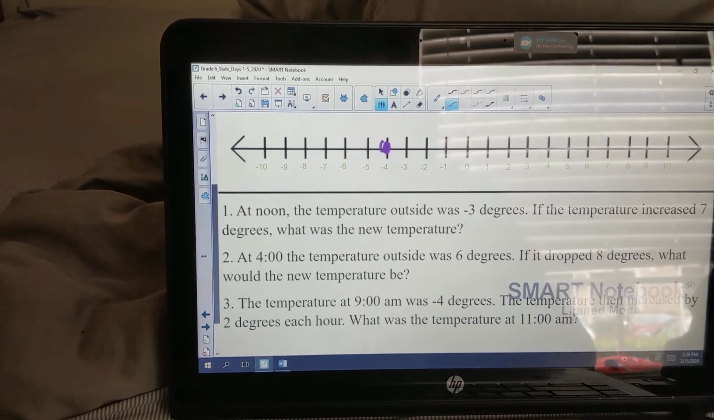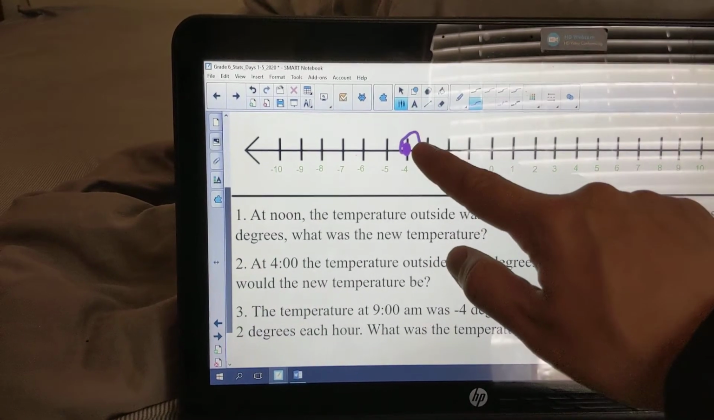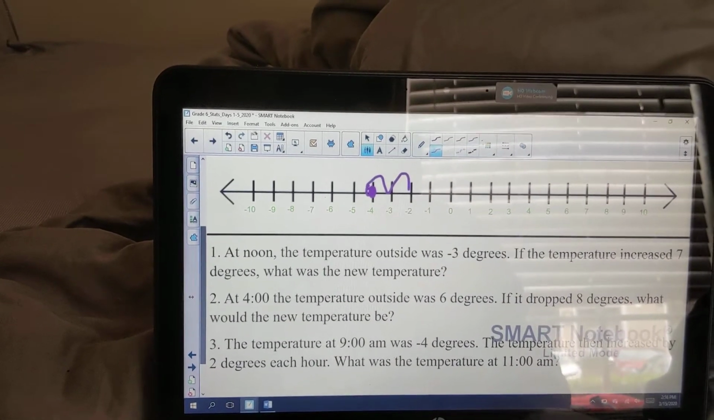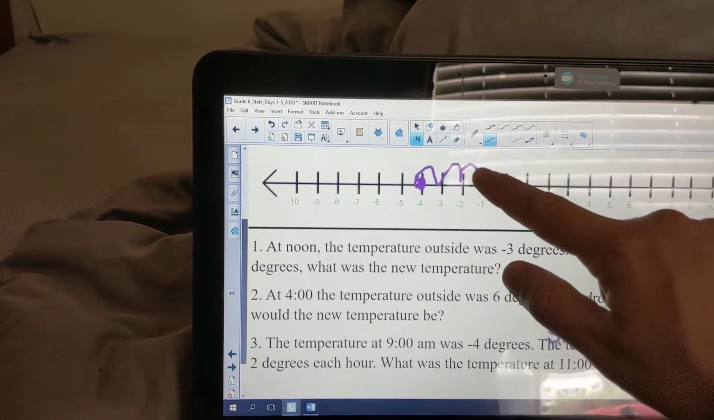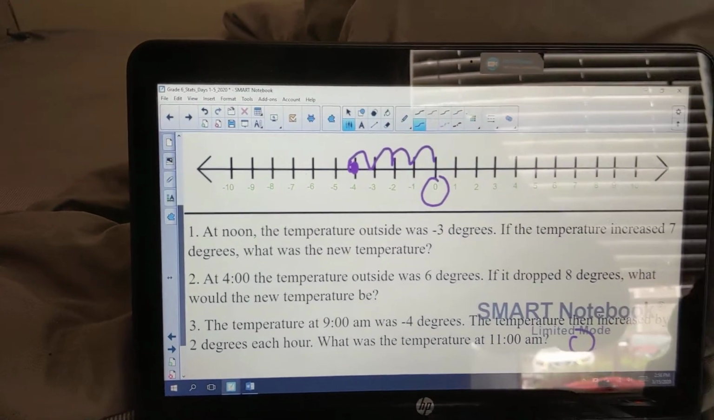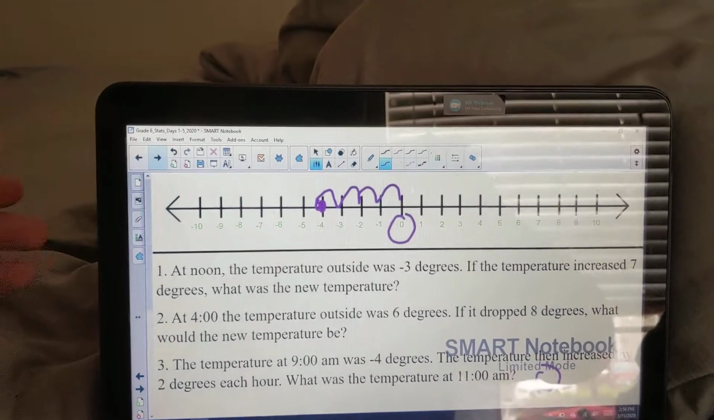Well, after the first hour, it increased 2 degrees. 1, 2. That's at 10 o'clock. Another hour, it increases 2, 1, 2. That's at 11 o'clock. So at 11 a.m., the temperature was 0 degrees.